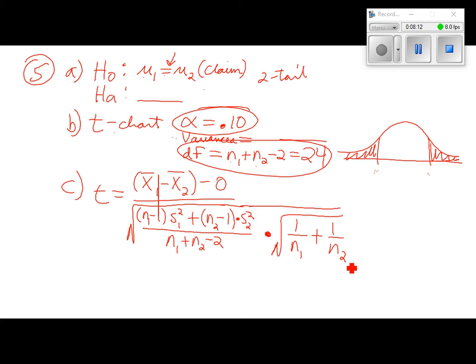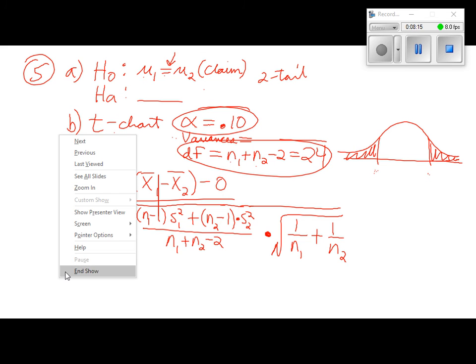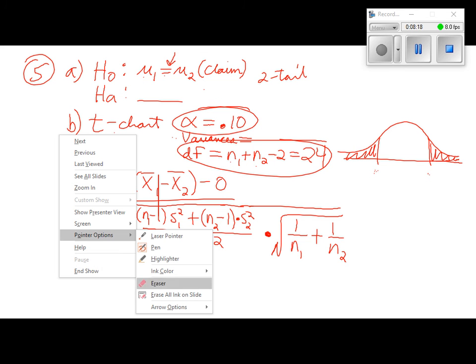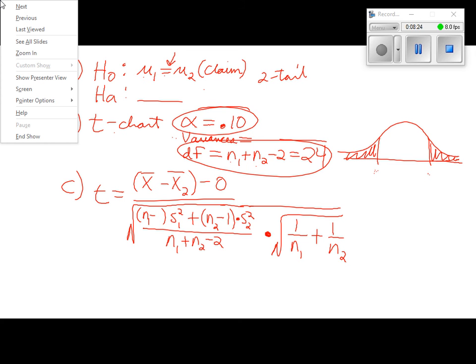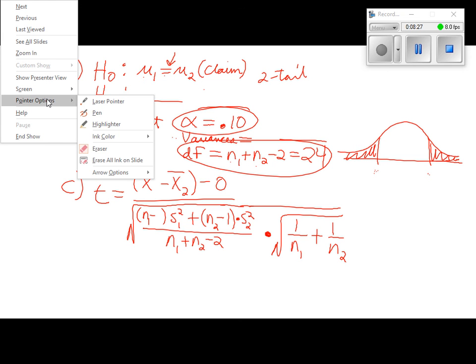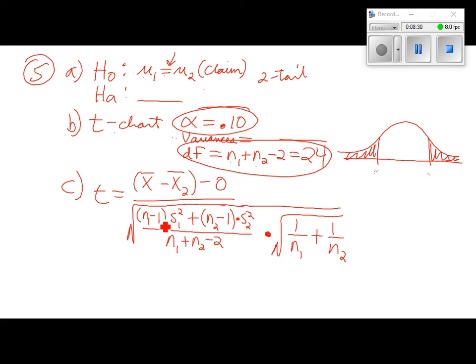So since the variances weren't equal, use all of that to find your T-score. Once you find your T-score, once you know what it is, you're going to see where it falls on this graph right here. And that's going to tell you part D, which is either to reject or fail to reject the H0.